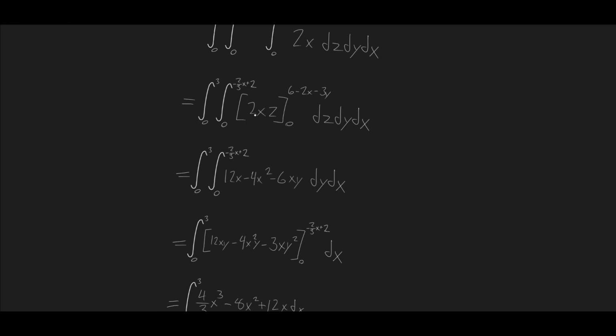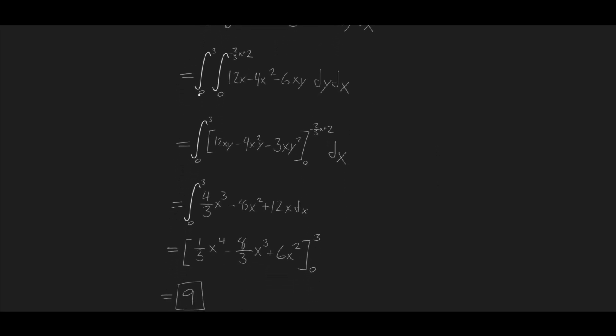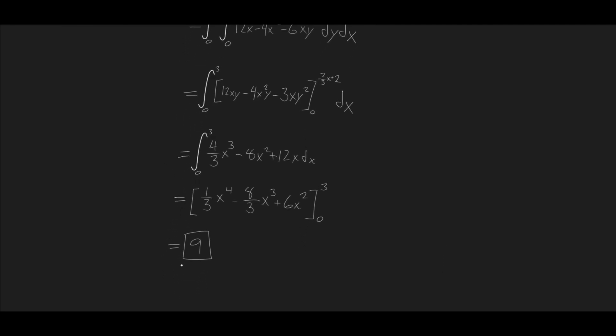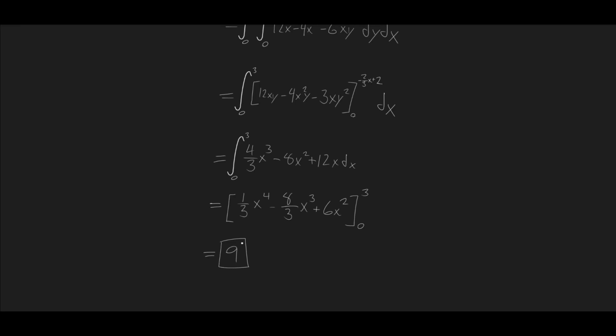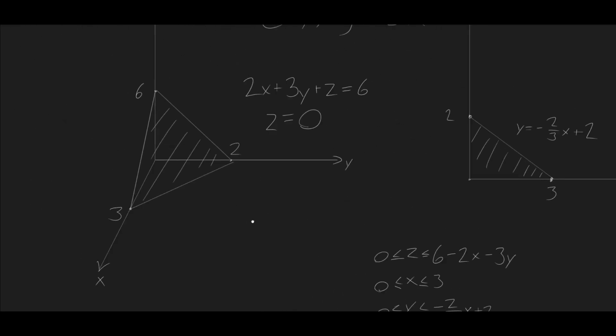And we get 2x times z from 0 to 6 minus 2x minus 3y. And then we get this double integral of 12x minus 4x squared minus 6xy. Then we solve this integral, and we have to evaluate it from 0 to minus 2 over 3x plus 2. And finally, we're left with the single integral. And we find out that it's 9. So this can represent the mass of the triangular prism that was enclosed in this area.